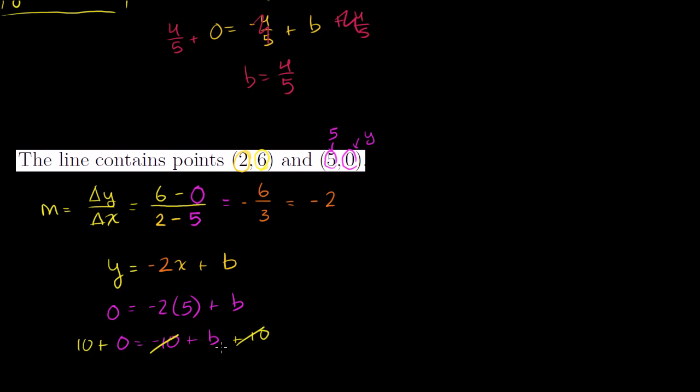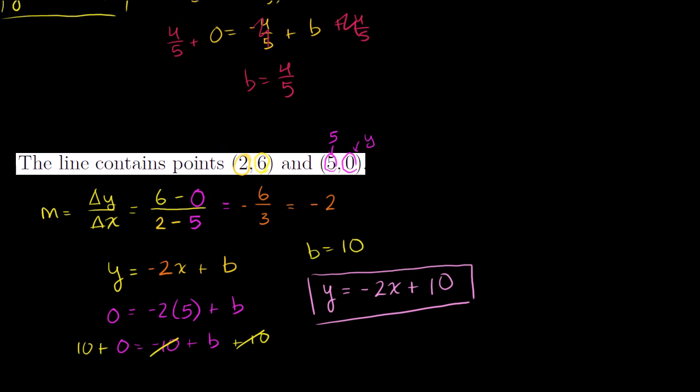These two cancel out, and you get b is equal to 10 plus 0, or 10. So you get b is equal to 10. And now we know the equation for the line. The equation is y is equal to negative 2x plus 10. And we are done. Let's do another one of these.